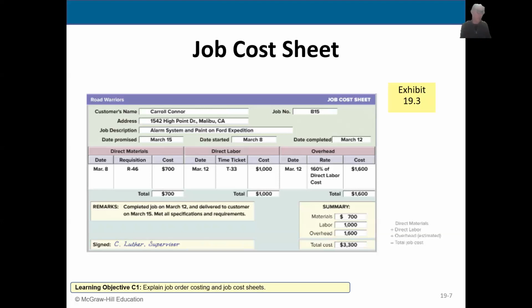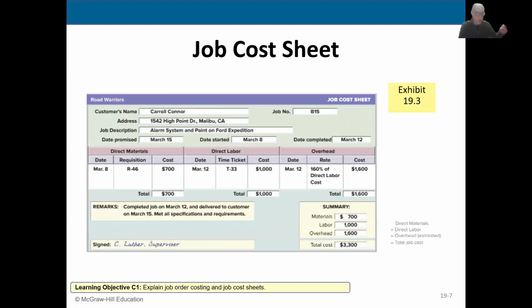As the job is being worked on by the employees, we track their work based off of what we call time tickets. Here's what I mean by that. When you have employees on an assembly line, for example, you want to track the exact amount of time that they're spending on each job because we're going to bill the customer for that work, right?